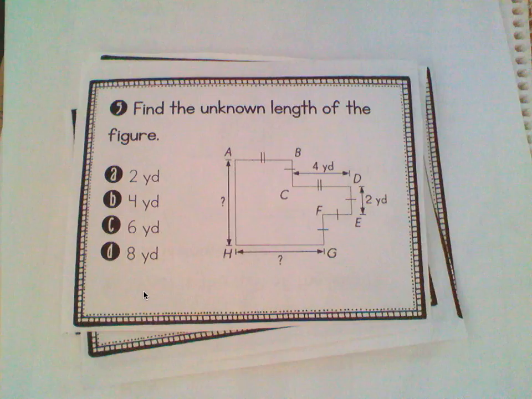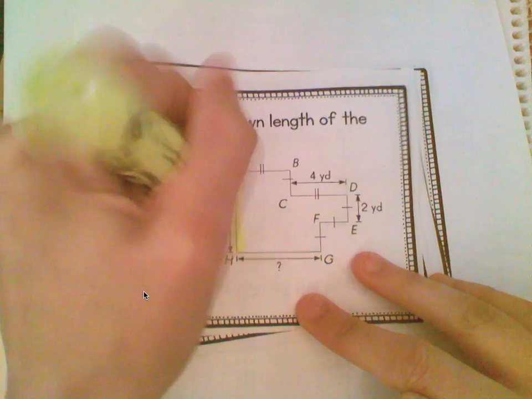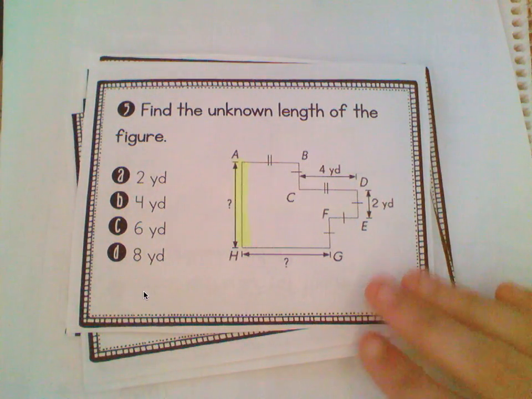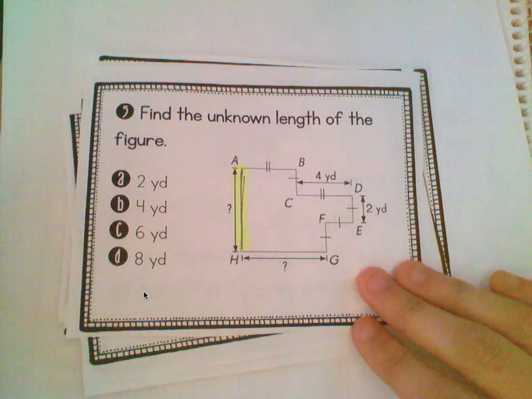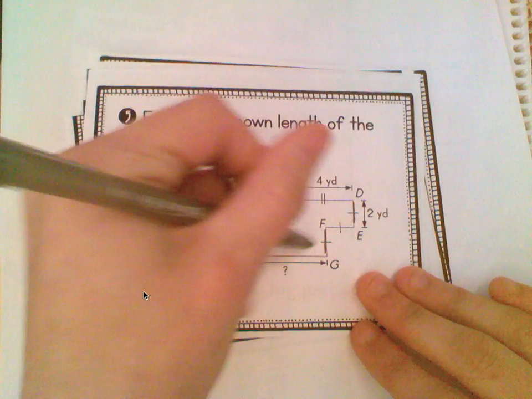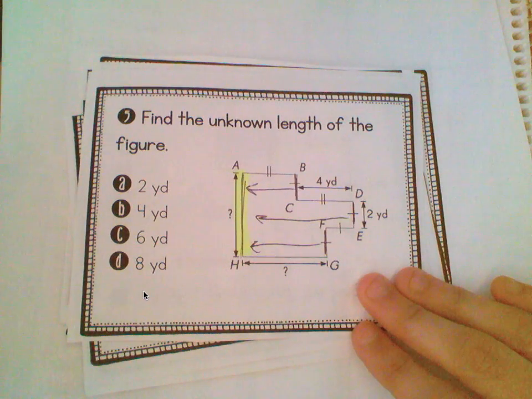Now I'm going to try this one. Find the unknown length of the figure. And where's my, oh, A to H is my unknown length. Pause it, solve it, press play. A to H. So, okay, again, I'm looking for, this is a vertical line, so I'm only worrying about the vertical line. So I have this one, I have this one, and I have this one. And if I pull all of them over, that will equal whatever that line is.